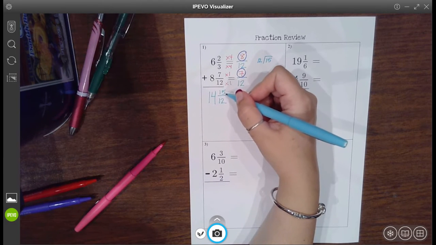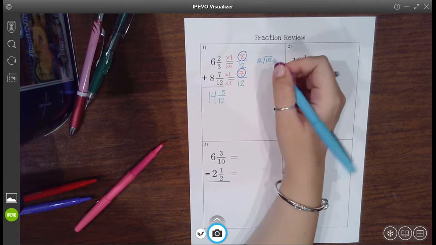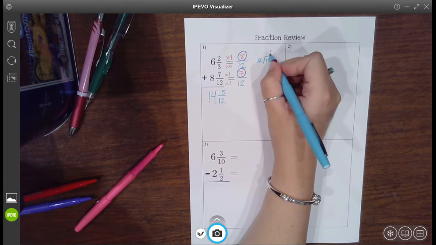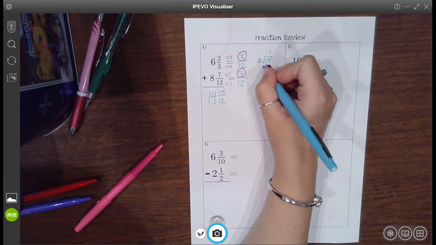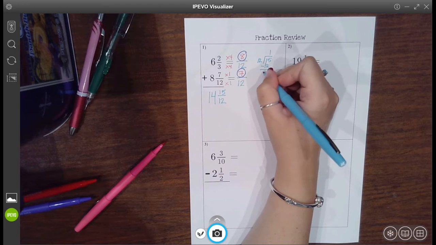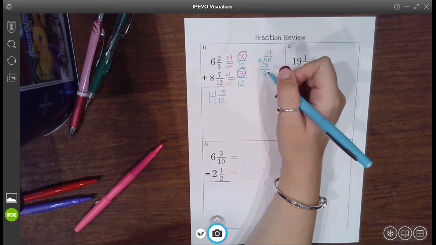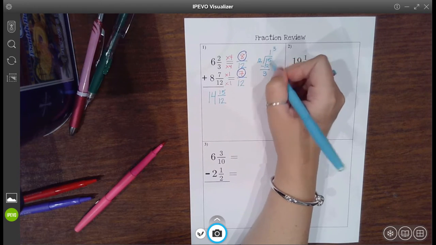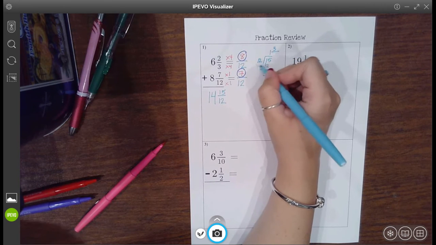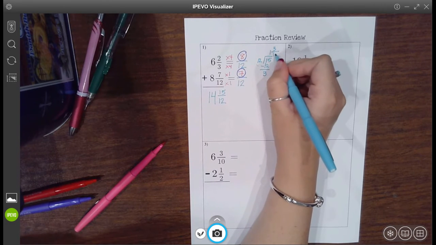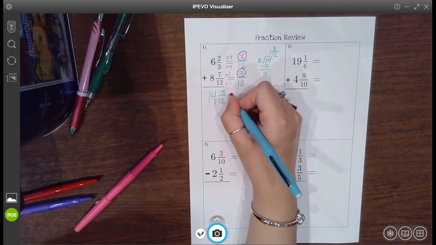This one goes inside the house, that one goes outside the house. 12 goes into 15 once. When you multiply that, you get 12. Subtract it, you get 3. Then you put your remainder, 3, over whatever it was you divided by. In this case, 12. And here's the trap.